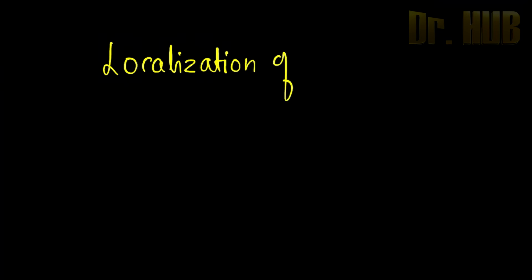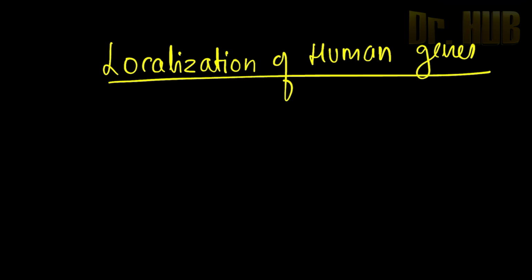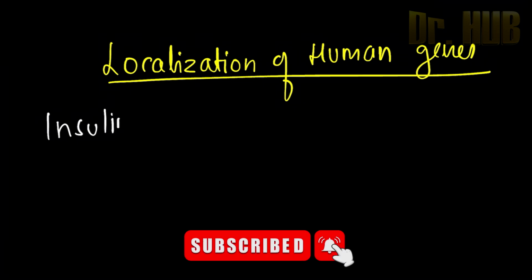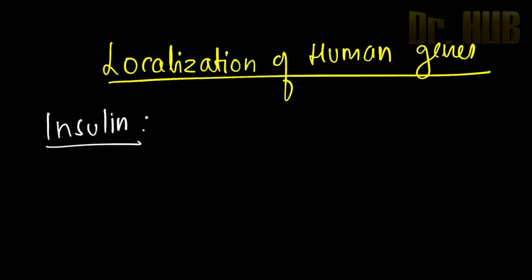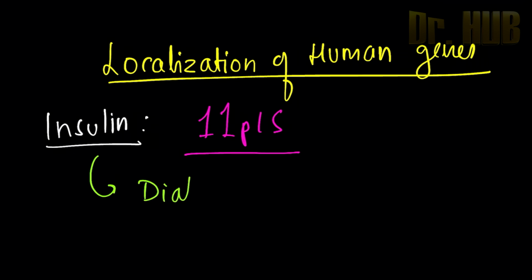Let's look at the localization of the human genes. So first, we look at insulin. This insulin is associated with chromosome number 11p15. The disease where it is implicated will be diabetes.